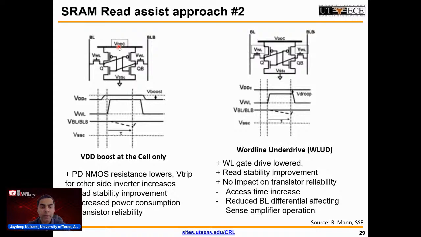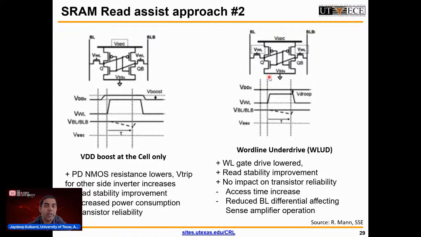And the most preferred way that is used for improving the read stability is called the word line underdrive circuit, WLUD, and you will see this name in many recent publications. So what is done is the word line gate voltage is intentionally lowered so that the access transistor is weaker compared to the pull-up transistor, and hence the access transistor won't be able to inject too much current into the storage node, and hence we get improved read stability.